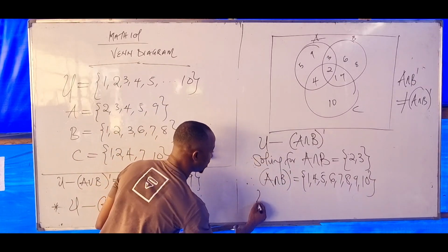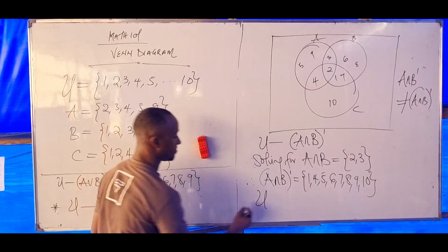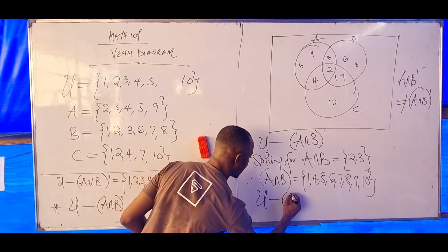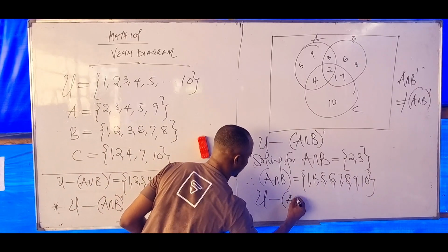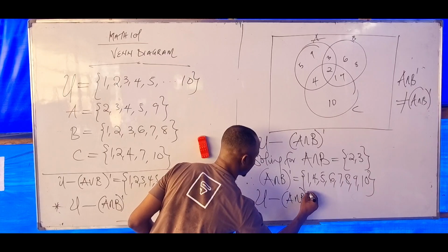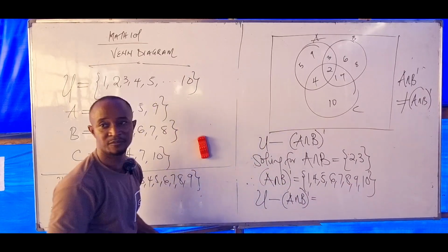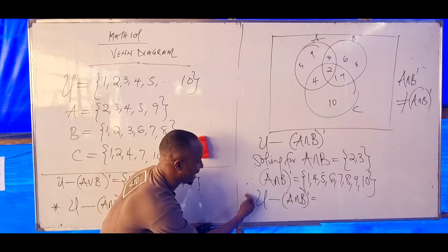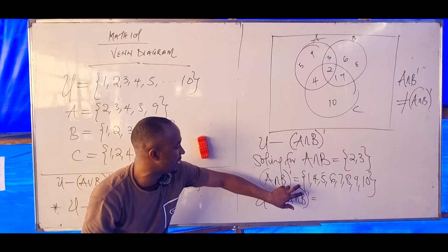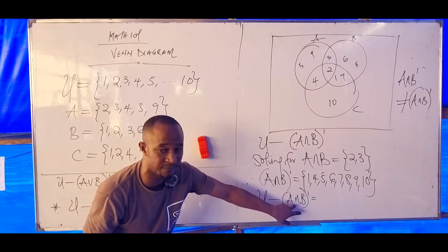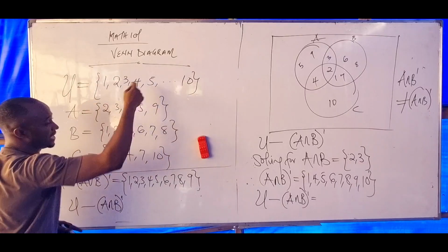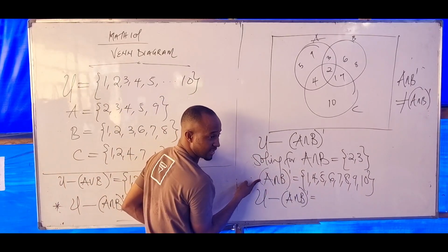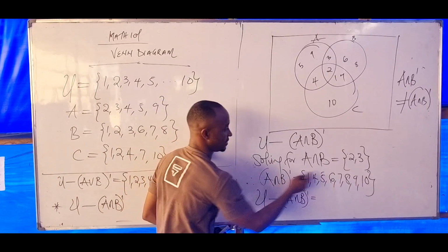Is to find the universal set difference A intersection B all prime. What does this imply? An element in the general set, but not in A union A intersection B prime. An element in the general set, but not in this other set here, which is again the same 2 and 3.